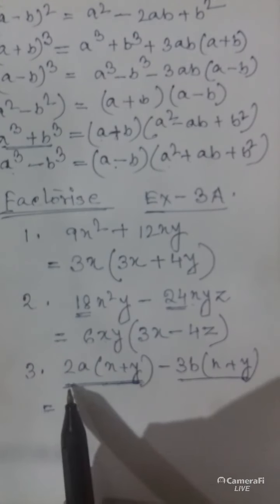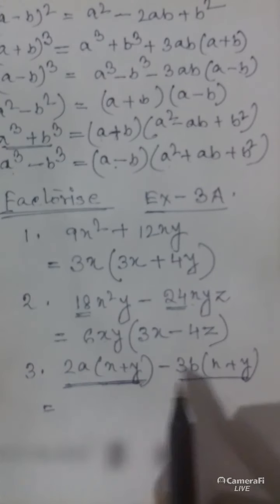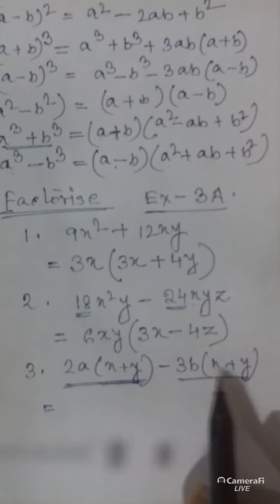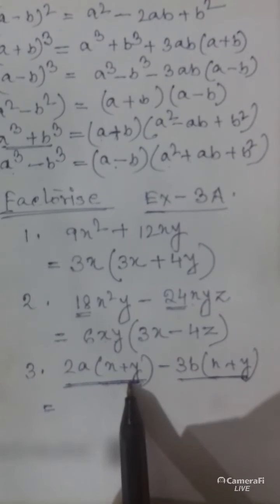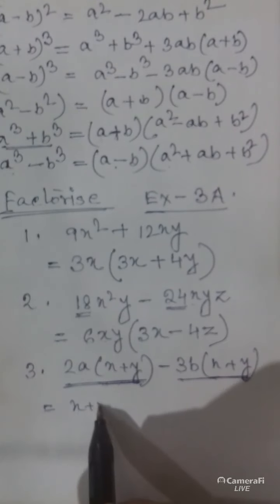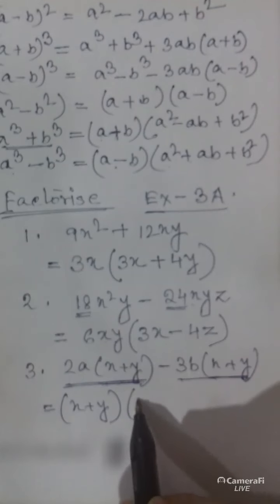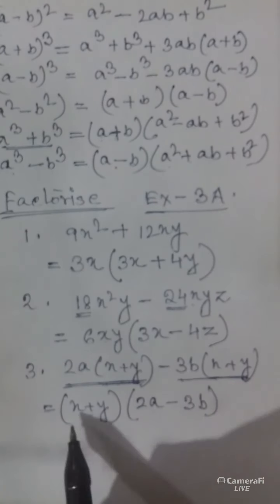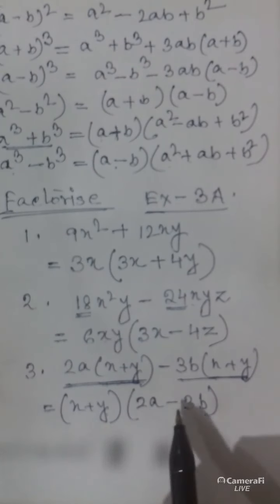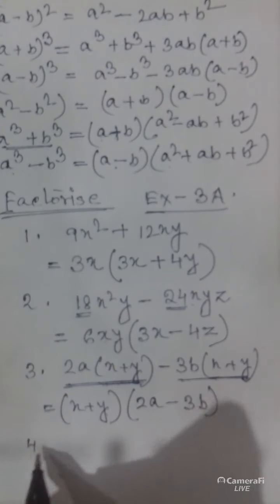But in the first term, 2 into a into (x plus y), and in the second term 3 into b into (x plus y). So x plus y is common in both terms. And in the first term 2a is left and in the second term 3b is left. So x plus y common, (2a minus 3b). Okay.